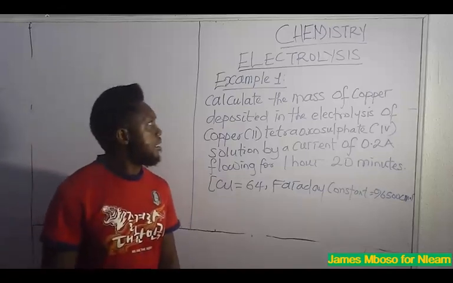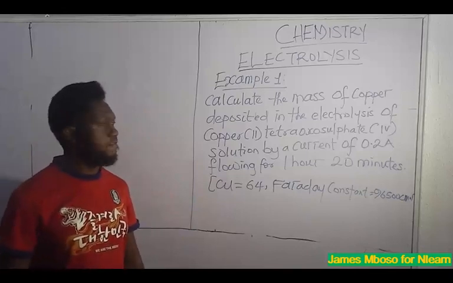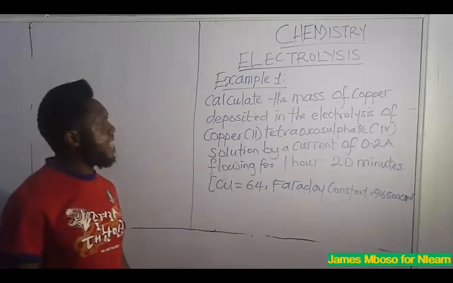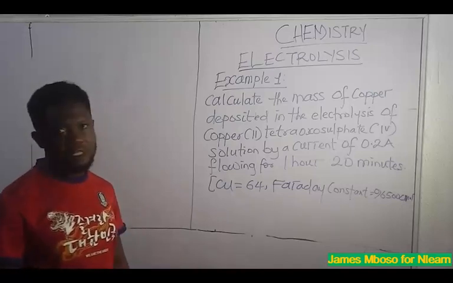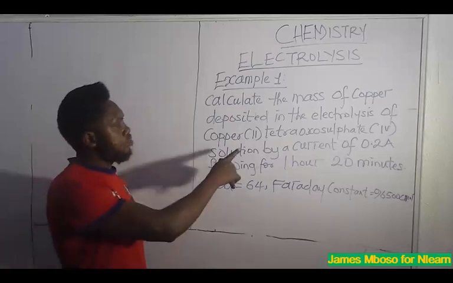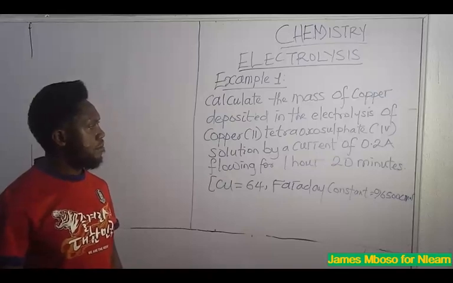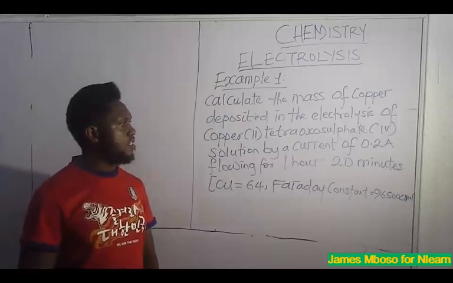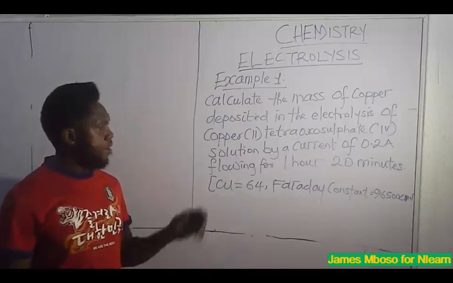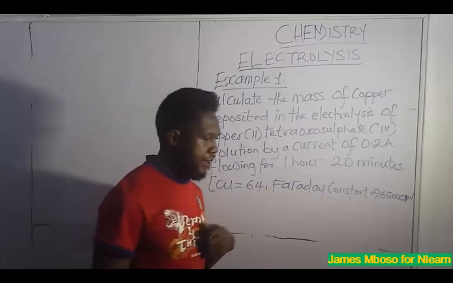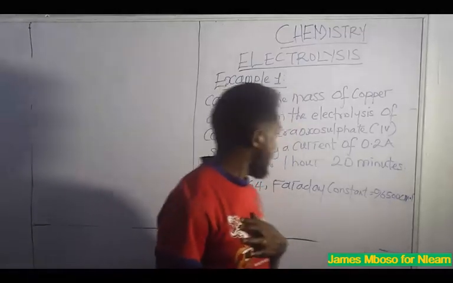Alright, let's take our examples on electrolysis. The first question: calculate the mass of copper deposited in the electrolysis of copper(II) tetraoxosulfate(VI) solution by a current of 0.2 ampere flowing for 1 hour 20 minutes.